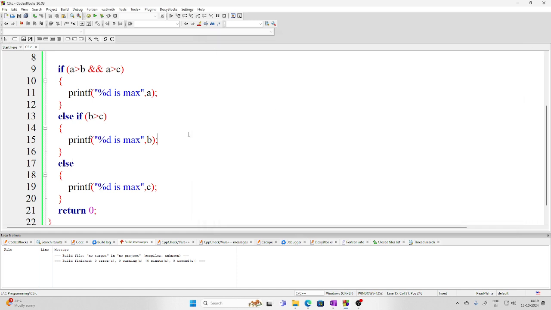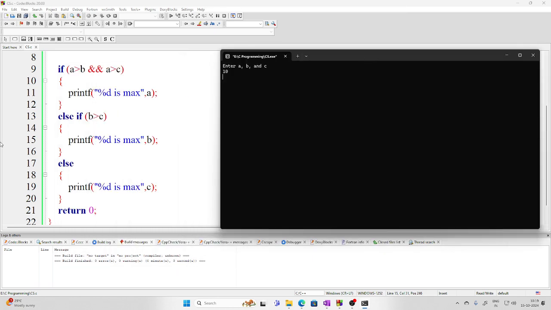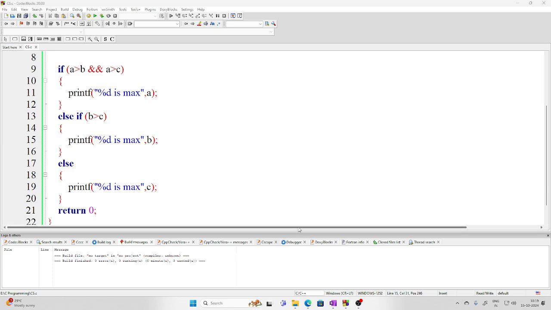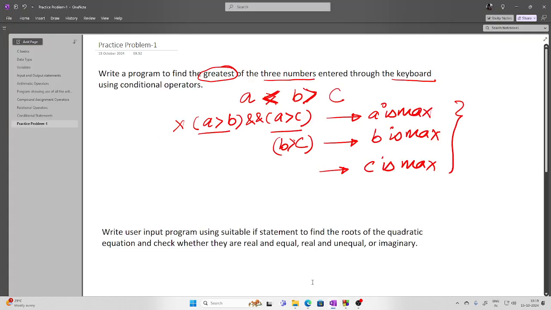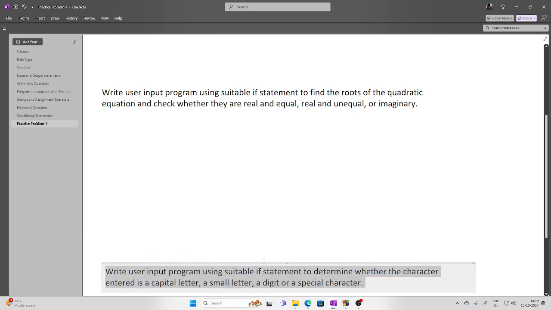And let us take the last condition. Let us take again three numbers. Let's say 10, 15 and 19. Here a is less than b, so this condition becomes false. Is b more than c? No. So the control comes here and it will print that c will be maximum. So in this way, this particular program is made. Okay. So let us move to a different problem.